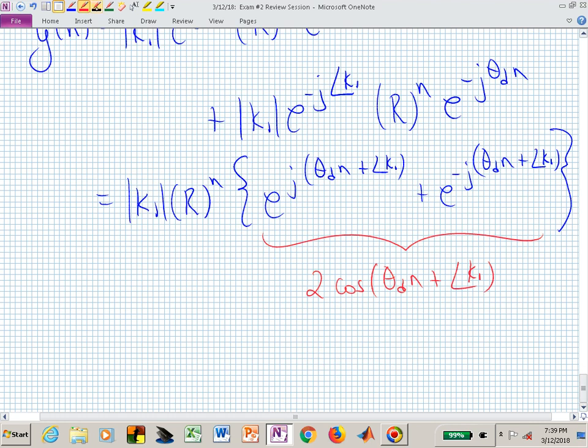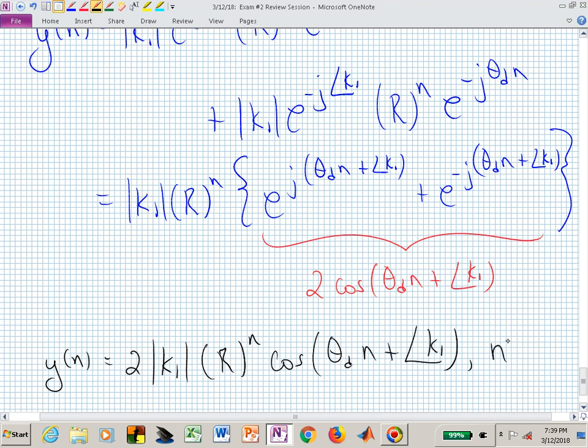And that allows us then to say that y of n is in fact 2 times the magnitude of K1, r to the n, cosine of theta sub d n plus the angle of K1. And that's if you've written or found this partial fraction expansion using complex numbers. Just another way, and if you want to use this instead of one of the table entries, maybe this one seems more intuitive than the table.